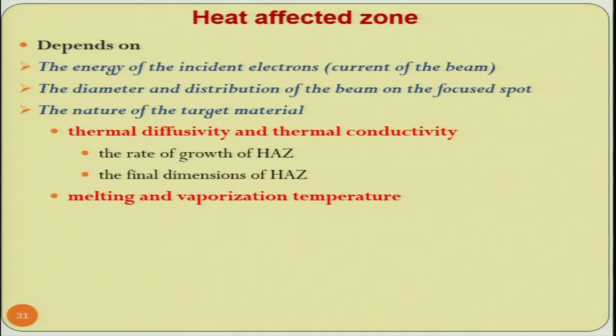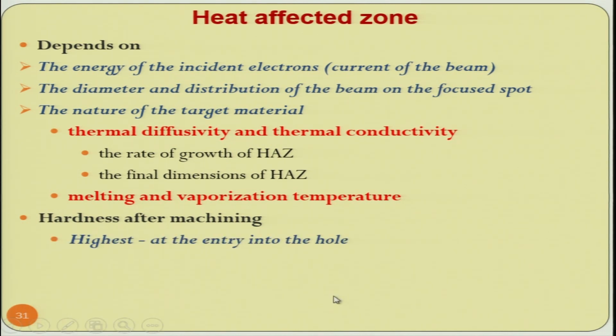Then melting and vaporization temperature of the workpiece are also going to govern the material removal rate, because the larger the melting temperature and vaporization temperature, then definitely the smaller will be the material removal rate, if energy input remains the same. Then hardness after machining is highest at the entry into the hole and lowest at the exit of the hole. So, the hardness of the workpiece material may get changed after machining is over.